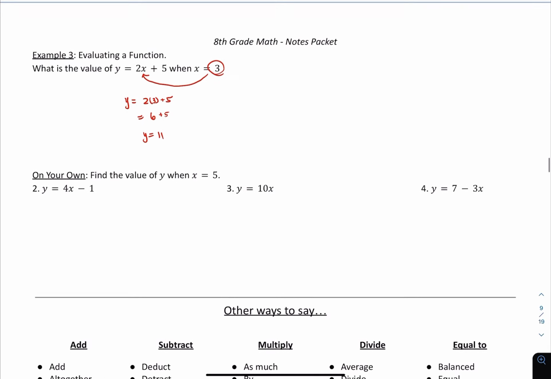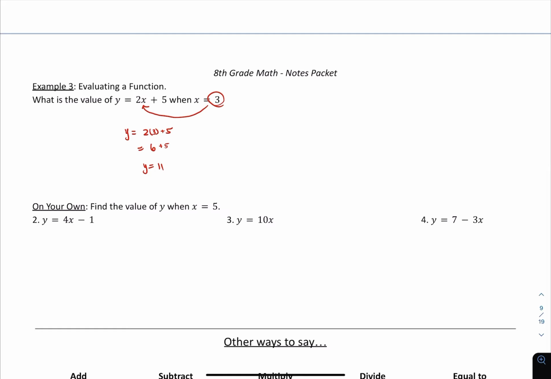Okay, why don't you do these next 2, 3, and 4 on your own? Put your answers onto Edpuzzle, and then you could begin on your homework.